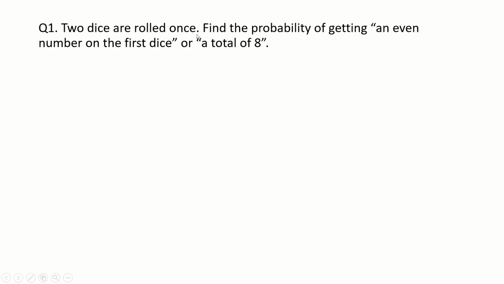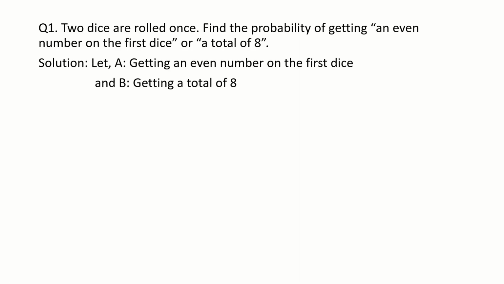Two dice are rolled once. Find the probability of getting an even number on the first dice or a total of 8. Got it? So here, see, there are two events. One is an even number on the first dice, and another event is a total of 8. You have to identify the events very well, how many events are there in the question. Here there are two events separated by an "or".